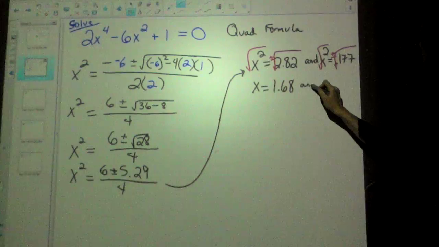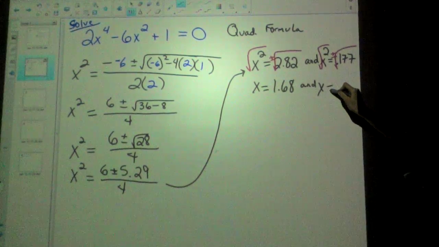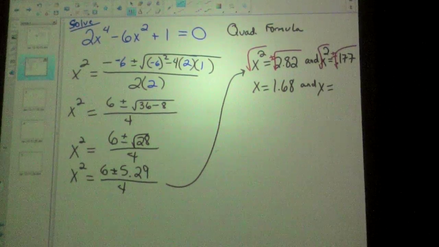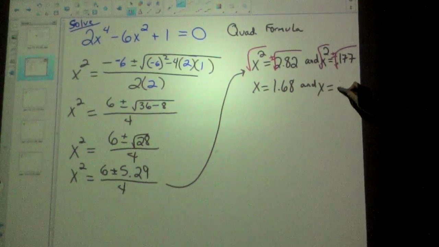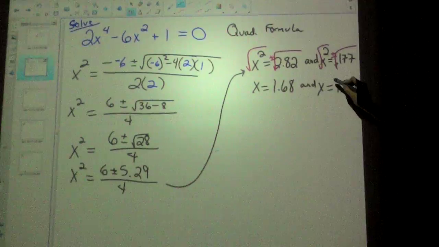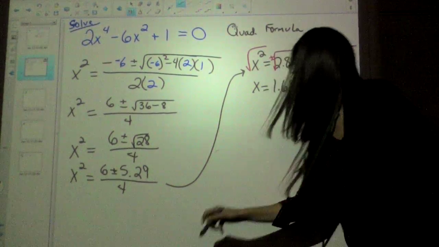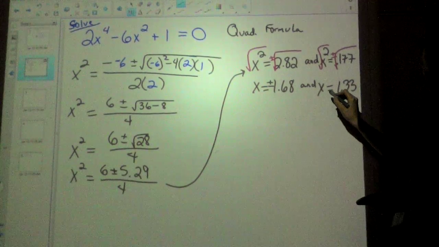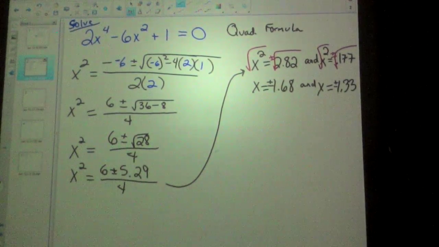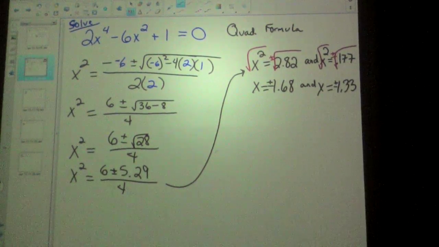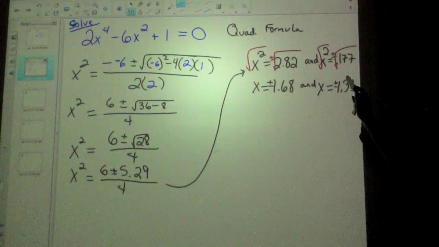Okay. And x equals square root of 1.77, which is 1.33. And you need plus and minus. So plus and minus 1.68 and plus and minus 1.33. How many zeros do you have for this problem? 4. Good. 4, because there's 2 here and 2 here.